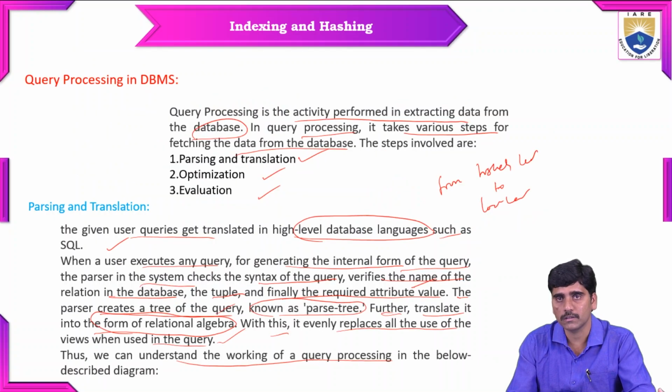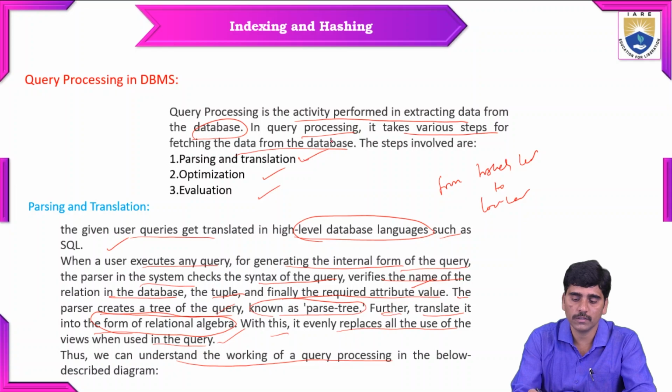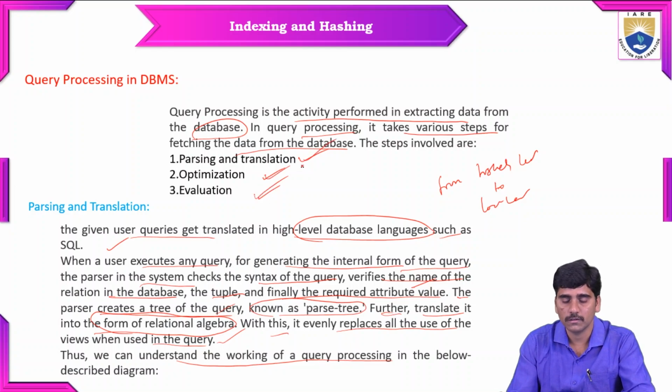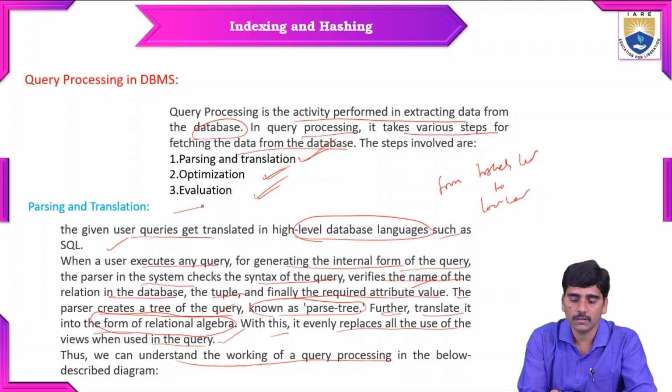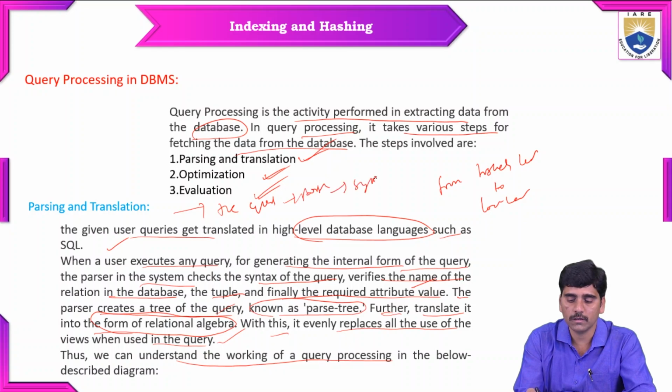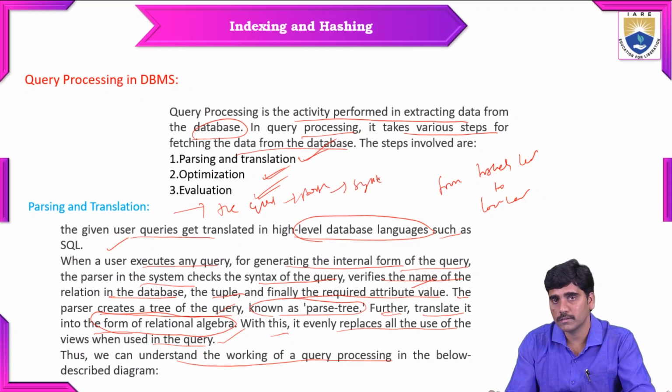And query processing. Query processing is the activity performed in extracting data from the database. In query processing there is a step-by-step process: first parsing and translation, second optimization, third evaluation. In parsing and translation, the query is checked by the parser for syntax, semantics, and whether the tables exist or not.